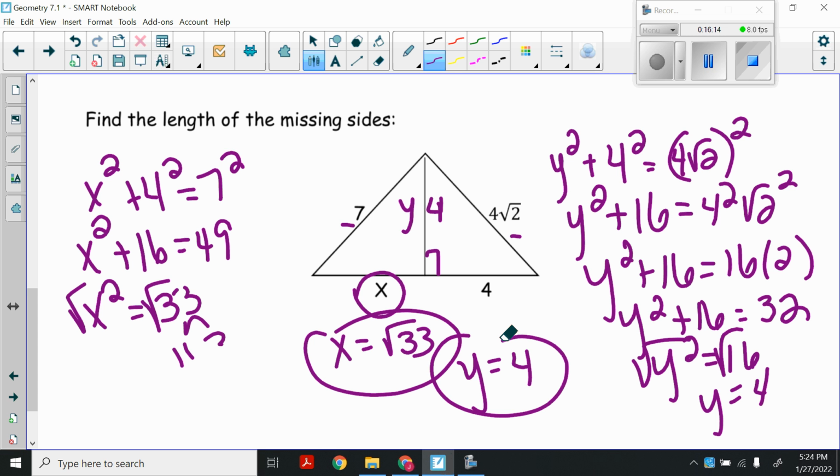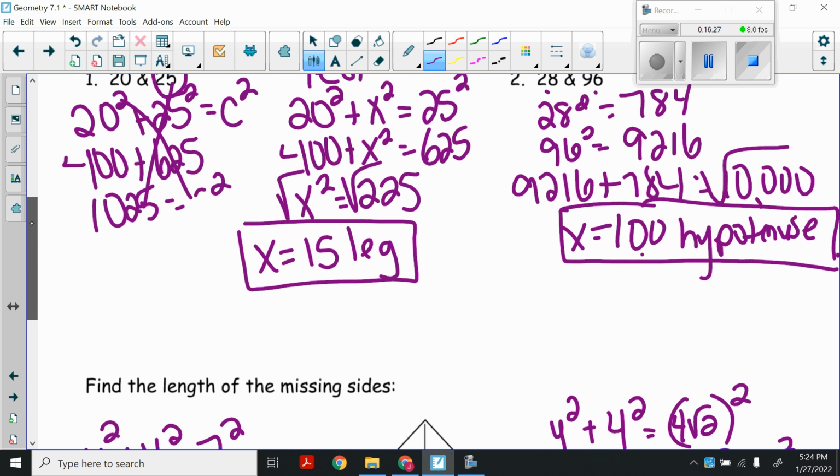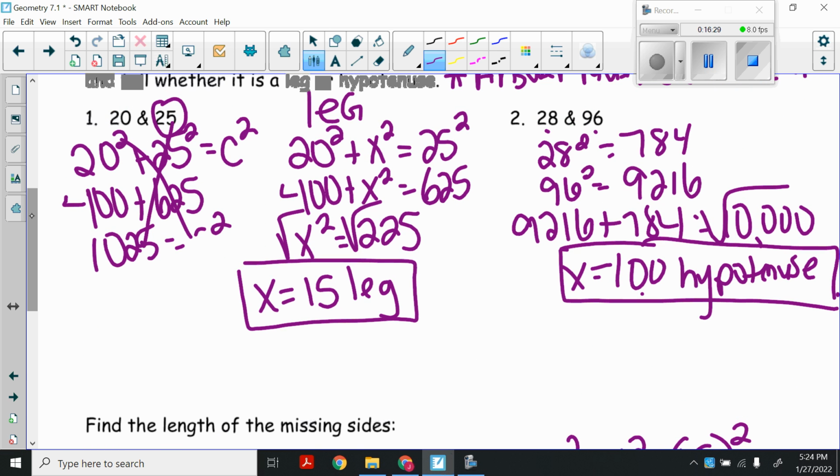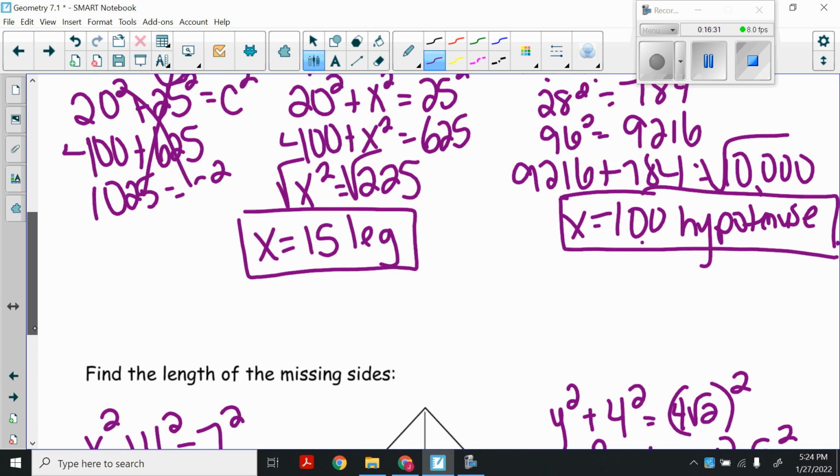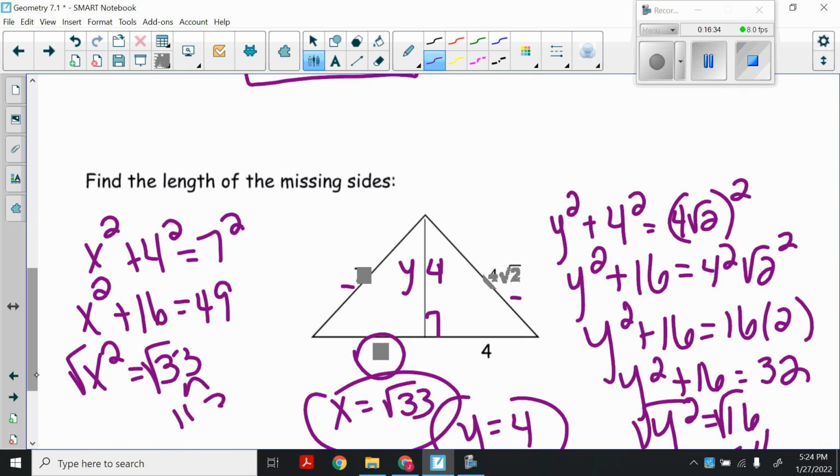All right, so that does it for our notes over the Pythagorean theorem. So we learned some new things in this lesson. We learned the Pythagorean triples. We learned how to find the missing side of a right triangle and determine if it's a leg or hypotenuse. And then we also reviewed how to find the area of an isosceles triangle. Remember that if the triangle is isosceles and you drop the height down, then it cuts your base in half. That wraps up section 7.1.